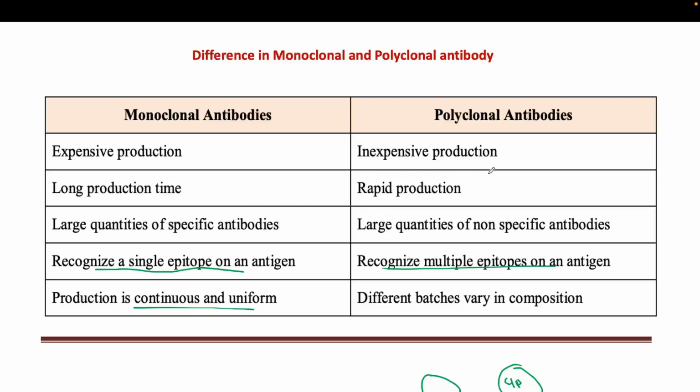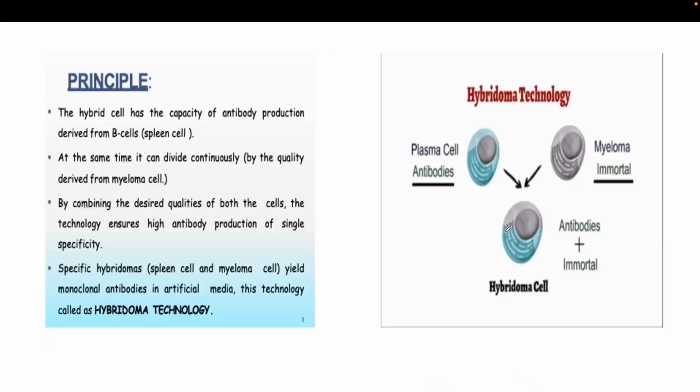Polyclonal production is inexpensive because naturally the polyclonal antibodies are present, and it is rapid production because our body is producing them, so we need not do this process in artificial conditions, right? From here also a large quantity can be produced, but for longer storage we can't prefer the polyclonal antibody, as well as it is a non-specific antibody. Okay, so this is the difference.